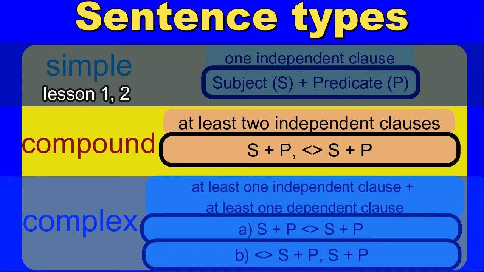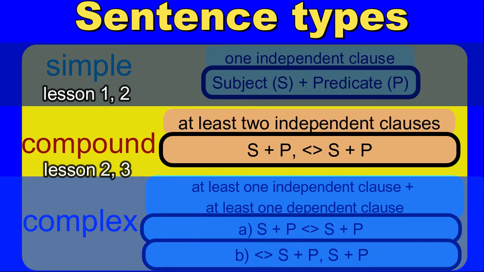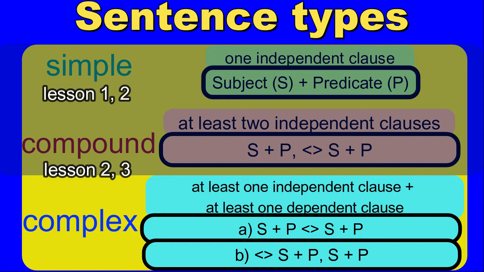Compound sentences we looked at in lesson 2 and lesson 3. You can see a compound sentence has at least 2 independent clauses: subject, predicate, comma, conjunction, subject, predicate. If you forget about compound sentences, go back to lesson 2 and lesson 3. And finally, complex sentences. We looked at complex sentences very briefly in lesson 1. But in this lesson, we're going to really look at them and understand the structure. The structure is a little bit different because there's at least one independent clause and one dependent clause. We will talk about this soon.